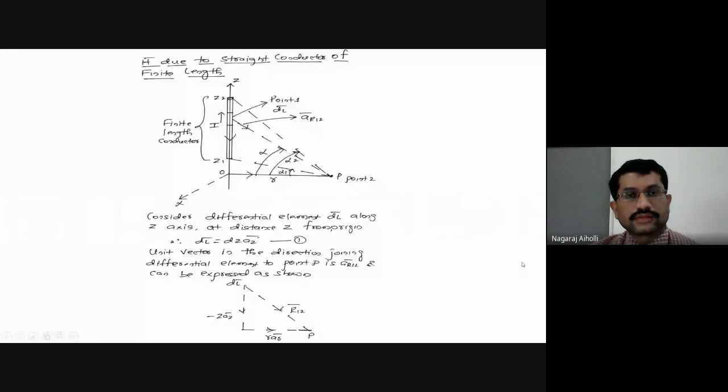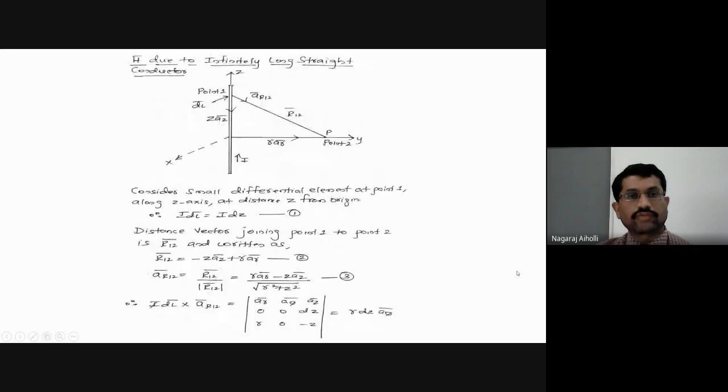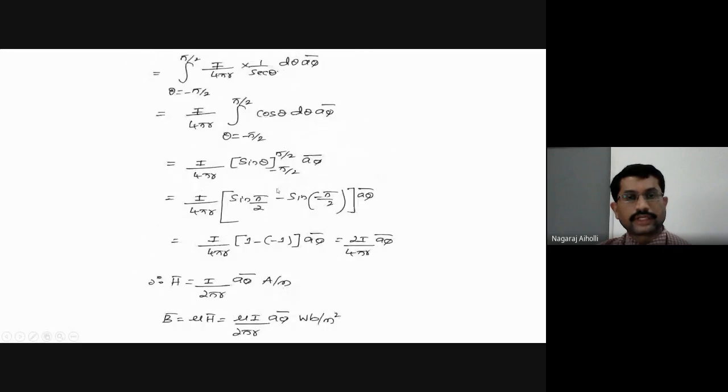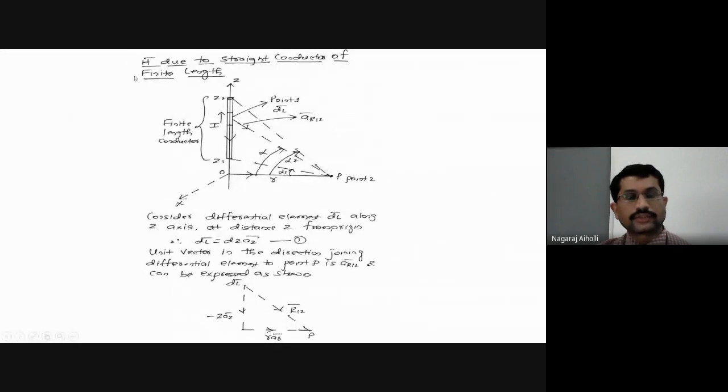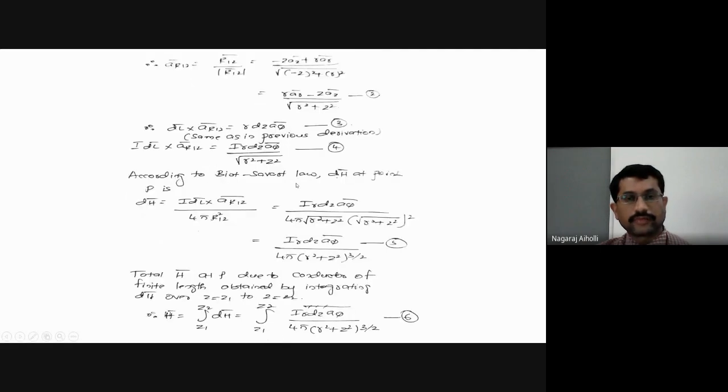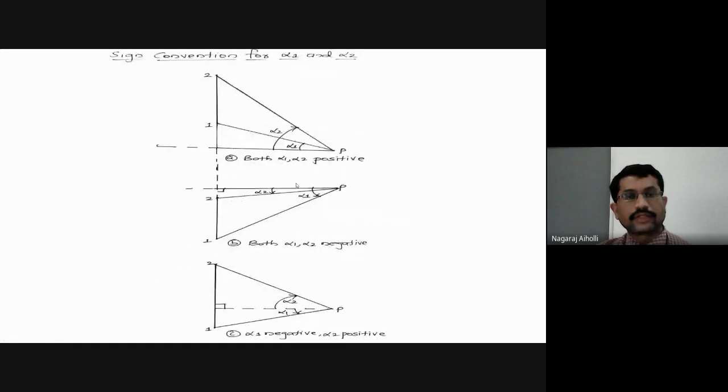Here we have discussed the Biot-Savart law, and next we have discussed how to find the magnetic field intensity due to an infinitely long straight conductor. We have derived the equation in the last class, and also the equation for magnetic field intensity due to a straight conductor of finite length. These two equations we derived in our previous class, starting with the Biot-Savart law. Next is the sign convention for alpha 1 and alpha 2.